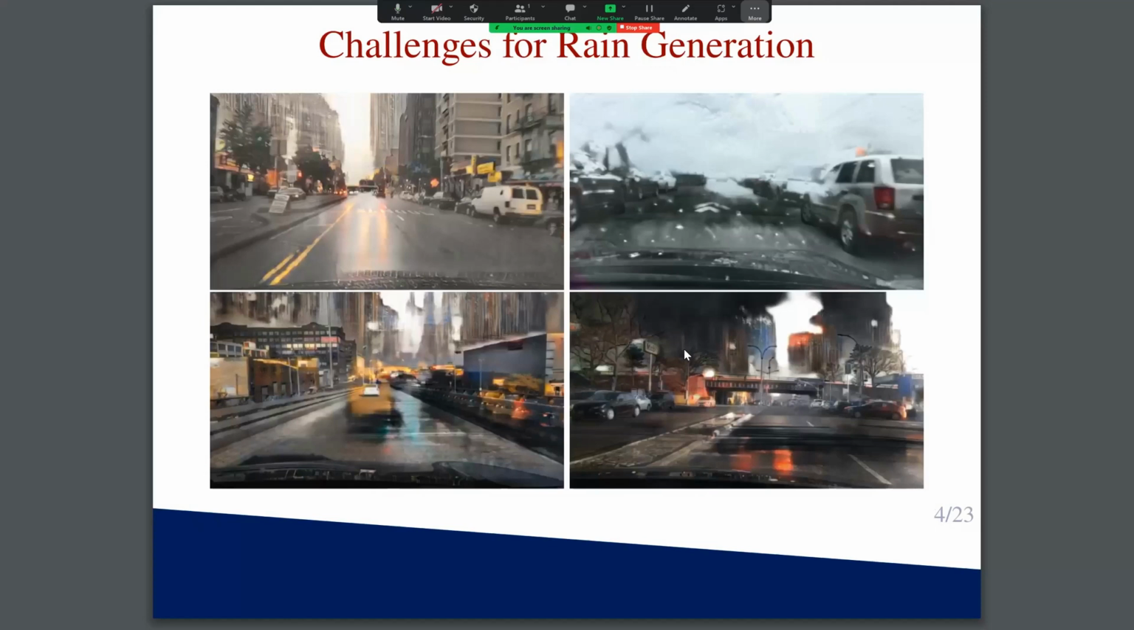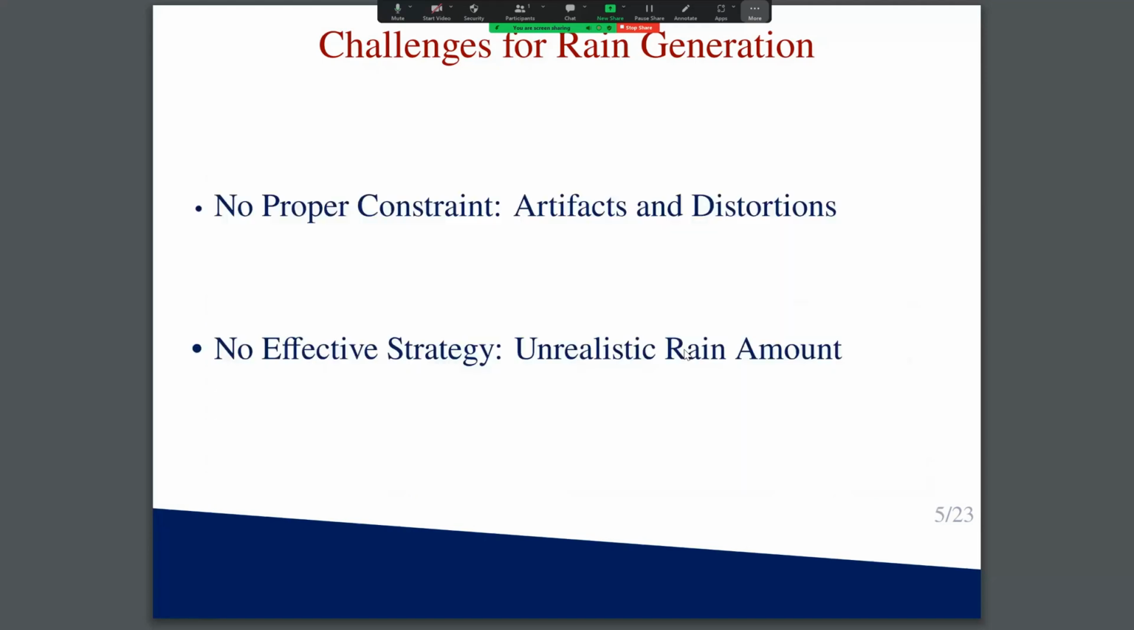One naive way is to utilize a rain generation algorithm to generate rain. Later we can utilize these generated rain images to fine-tune the object detection algorithm. However, as shown in this figure, current rain generation algorithms tend to generate images with lots of artifacts and distortions, with an unrealistic amount of rain. We attribute the artifacts and distortions to non-proper constraints, and we attribute the unrealistic amount of rain to a non-effective strategy to control the rain generation process.